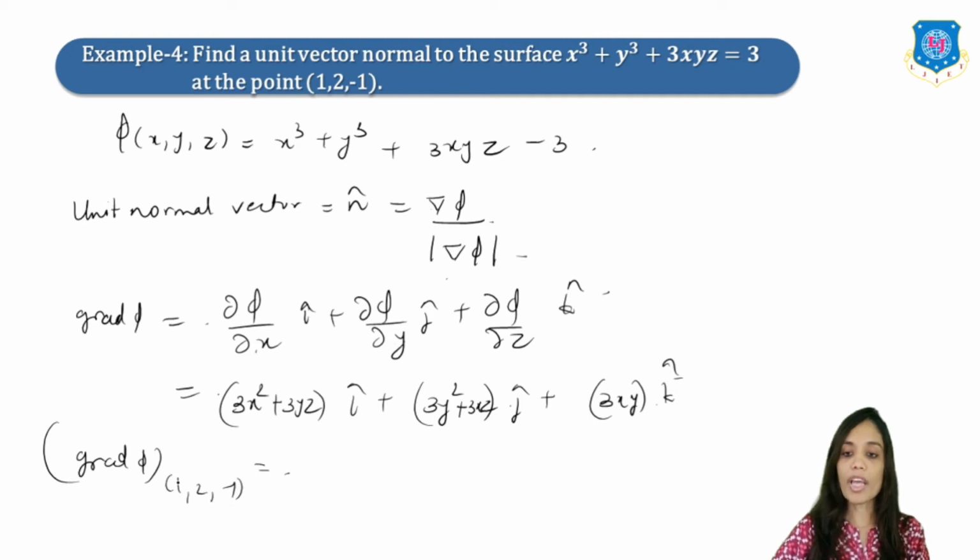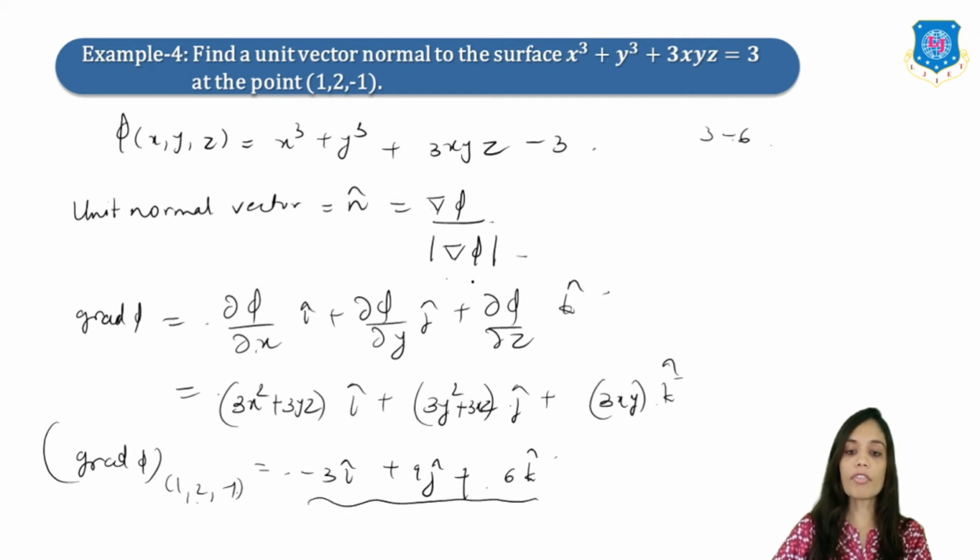So if I put x as 1, this will be 3, and y as 2 and z as minus 1. So 3 minus 6, right? So it will be minus 3 i cap. Now put over here, so it will be 3 into 4, 12 minus 3. So plus 9 j cap, and lastly it will be 6 k cap. Okay, so this is the answer of the gradient.